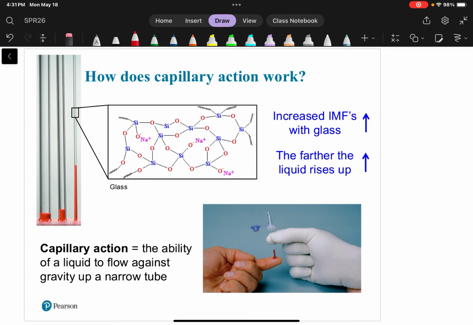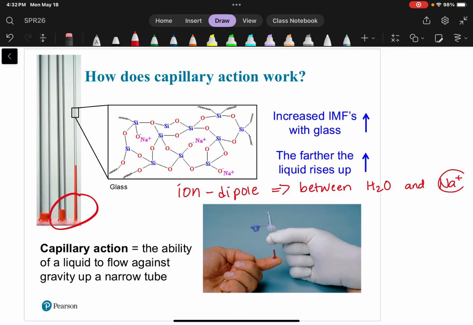And so your sodium ions there are ions, right? Those ions can interact with polar substances, namely the water that's in your blood, and you can get ion-dipole interactions. So let's make a note. That would be between H2O that's in your blood and Na+, the ion, right? So it's an ion-dipole interaction.